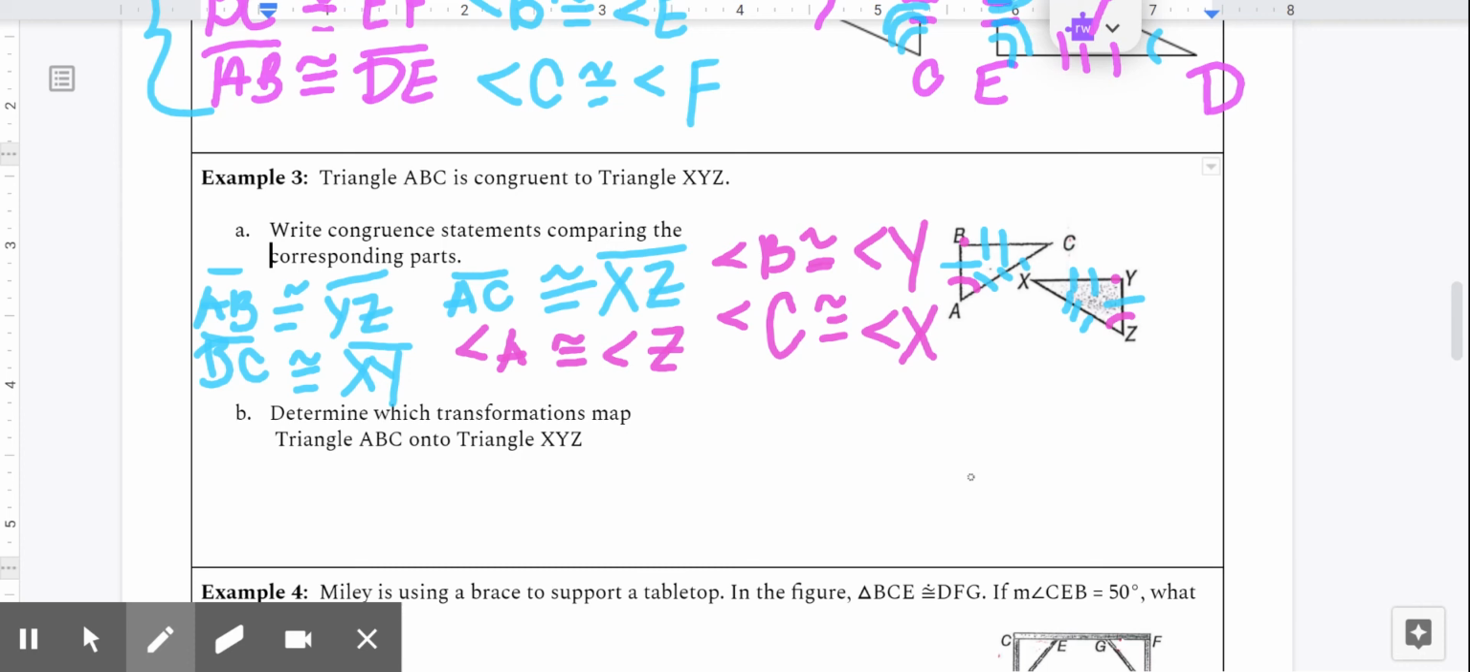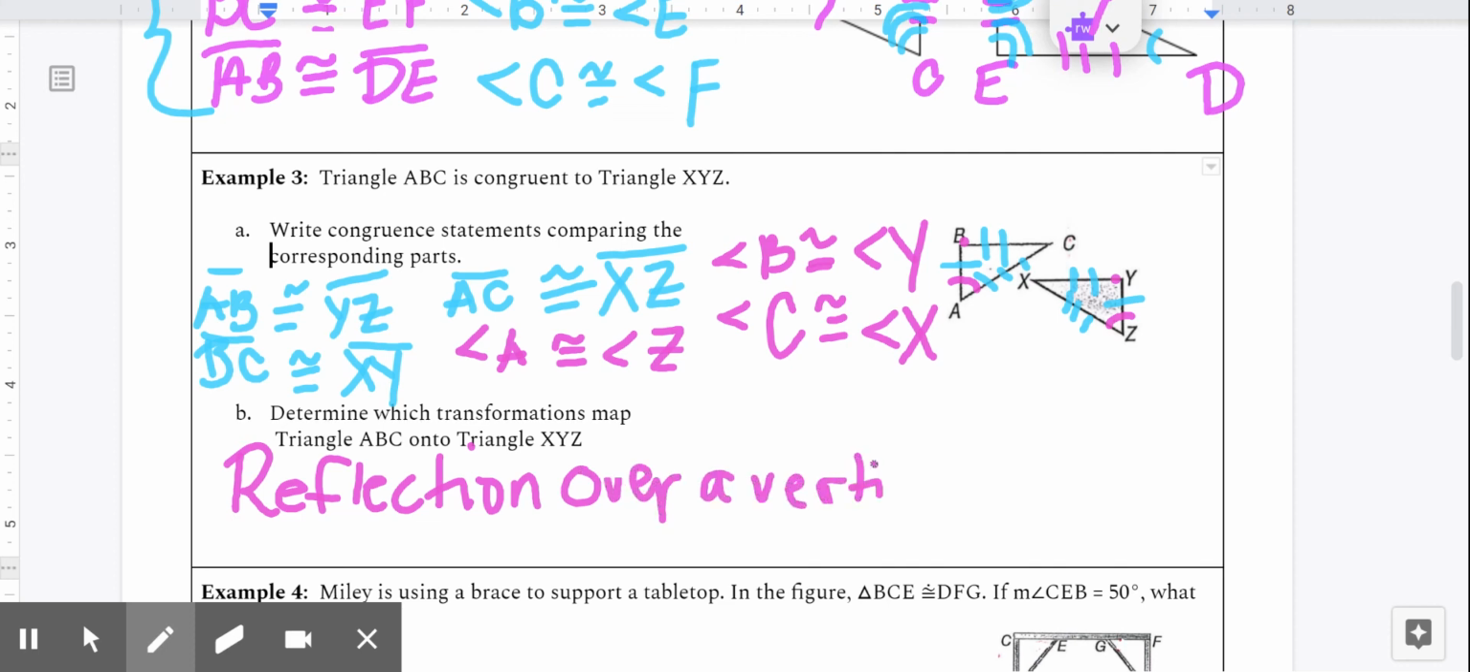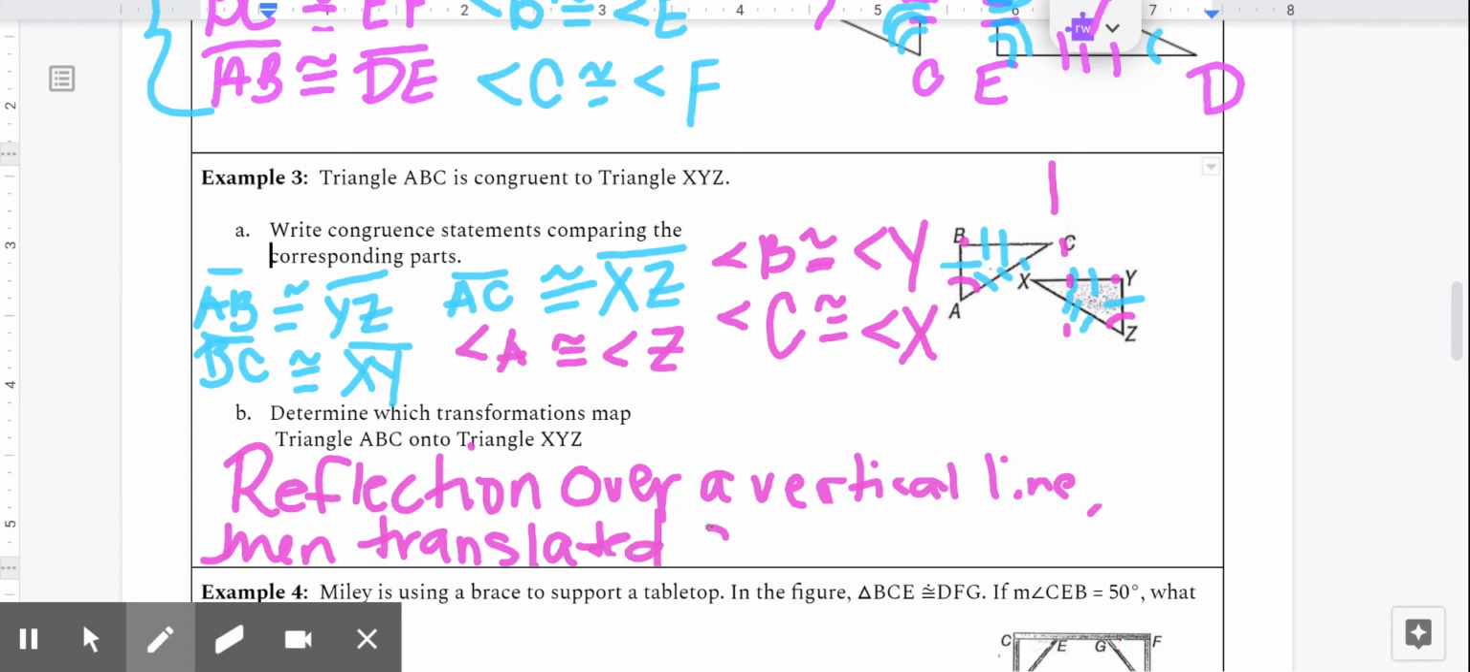And the last thing it wants us to do is determine which transformations map triangle ABC onto triangle XYZ. Well, we would definitely need to reflect that, right? We would need to flip triangle ABC. So reflection. And since this is not on the coordinate plane, it's not necessarily over the y-axis, but over a vertical line, right? It needs to be reflected over a vertical up and down line. And then it would probably need to be shifted a little bit or translated down and maybe a little bit to the left after that reflection.